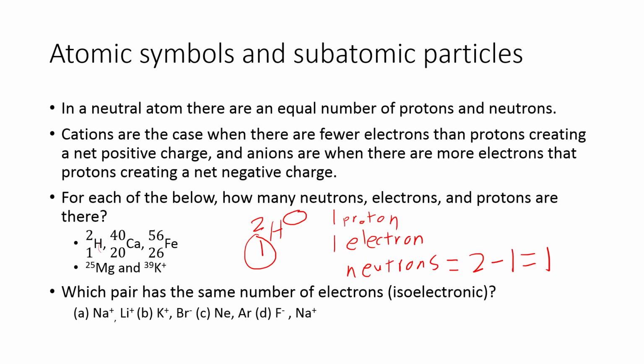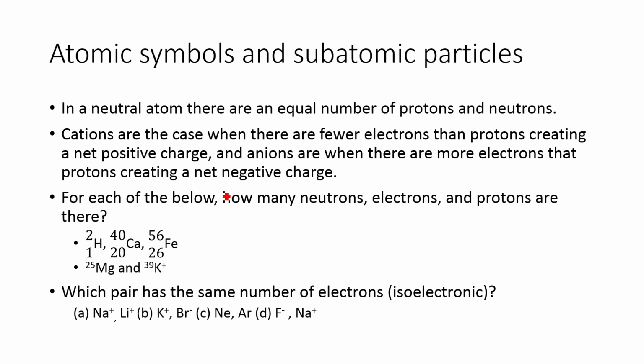Let's look at 2 more examples. So here we have calcium, and we can see from our numbers that we have 20 protons. That's in the bottom left. Again, we don't have a charge on this calcium, so we're going to have 20 electrons.